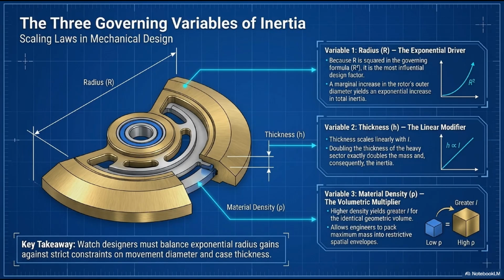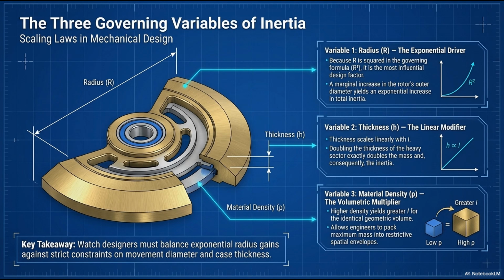Let's break down that integral equation to understand the 3 governing variables of inertia, and the scaling laws that dictate mechanical design. Variable 1 is the radius, r. This is the exponential driver. Look at the graph. Because r is squared in the governing formula, r squared, it is the single most influential design factor. A marginal, tiny increase in the rotor's outer diameter yields an explosive, exponential increase in total inertia. Watchmakers always want the widest rotor possible.